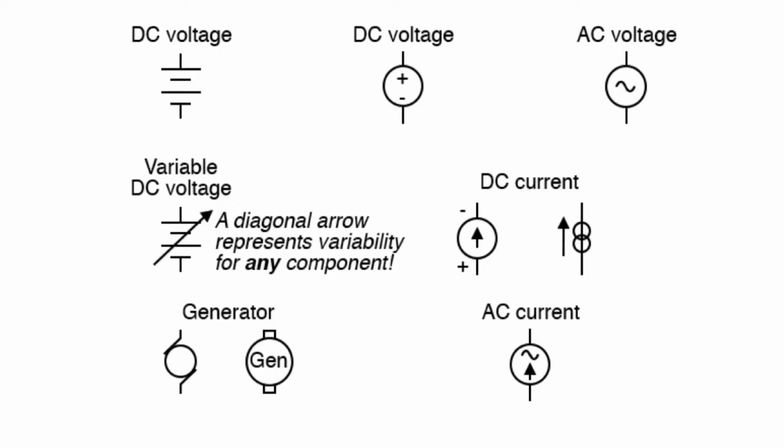Let's take a look at the most commonly used symbols for voltage and current sources. Going from top to bottom, left to right, we see the electrical symbols for DC voltage, AC voltage, variable DC voltage, DC current, generator, and the AC current. By convention, the number of short and long pairs of straight lines in the DC voltage and variable DC voltage indicates the number of batteries required. The second symbol for DC voltage is not so often used.